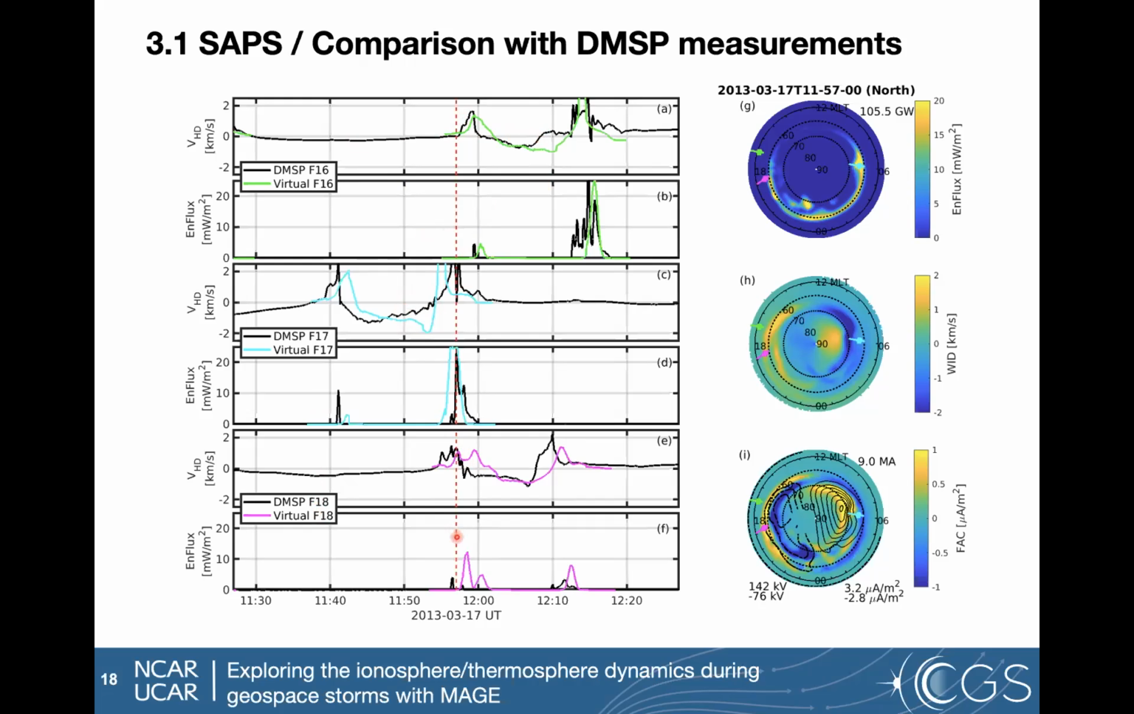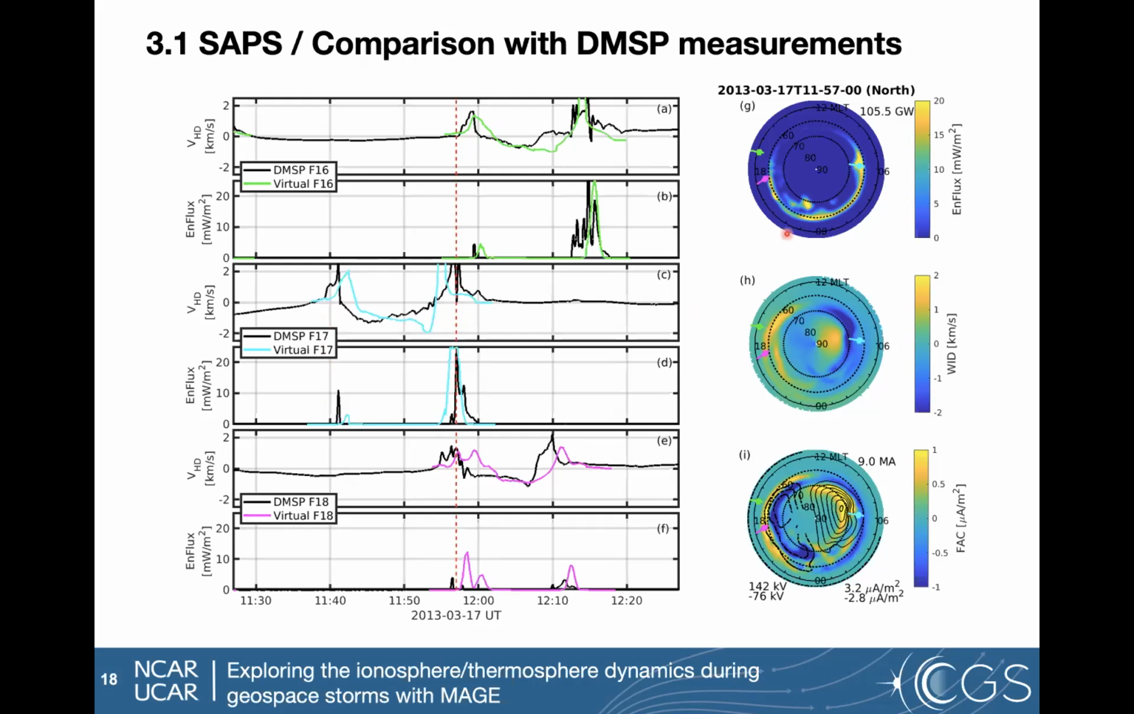So at this moment, 11:57 UT, indicated by the vertical red dashed line, the three satellites were just located at these three points as shown by the three arrows. So the point is that, as you can see, for example, in this virtual F18, we can see a very clear SAPS structure to the equator of this auroral boundary. So again, the energy flux is to show you where the auroral boundary is, just like what was captured by the real DMSP satellites. It was less obvious in the F17, probably because the MLT was a little bit earlier.